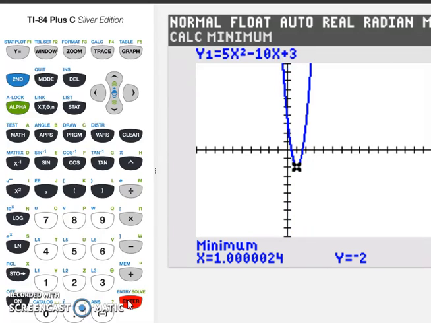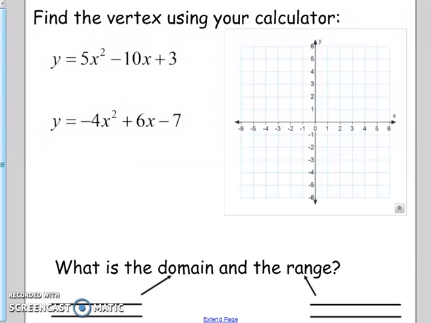The thing that does matter is this. Once you get the actual vertex point, it'll say minimum, and it'll give you the x and the y. So this x we can round to 1, since it's pretty close to 1. And then the y will be -2. So when I go to write my vertex here, that's at (1, -2).